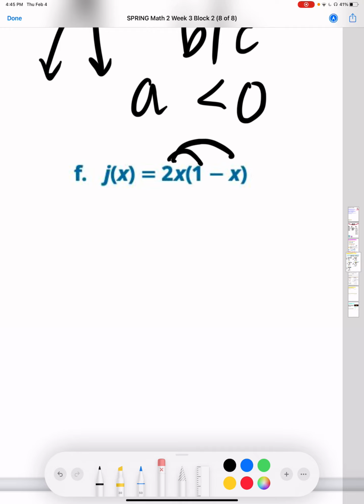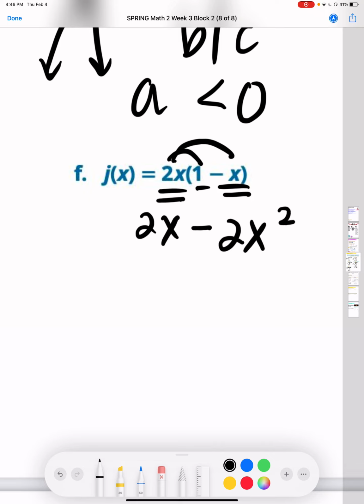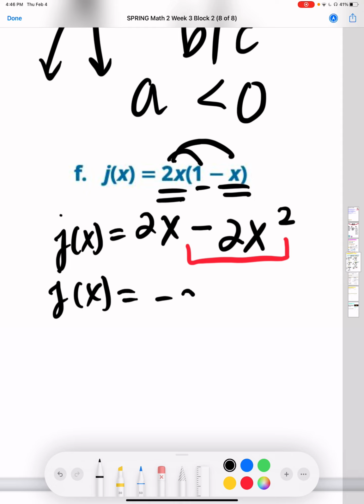2x times 1 is 2x. Then 2x times negative x is negative 2x squared, because we have the x times x, that's x squared. Rewrite this, j of x equals. Now, this one's interesting because it's not in standard form. My leading coefficient is not at the front, and I know that because my x squared is all the way in the back. So I'm going to change the order. This needs to be written first. It needs to be in descending order. So I'm going to say j of x is equal to negative 2x squared. Now I'm going to write this 2x, but it's positive, so I'm going to put plus 2x.